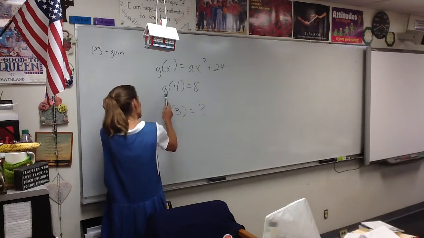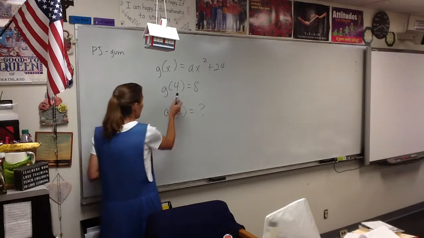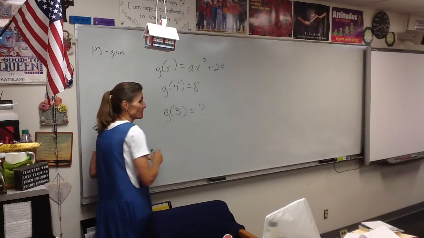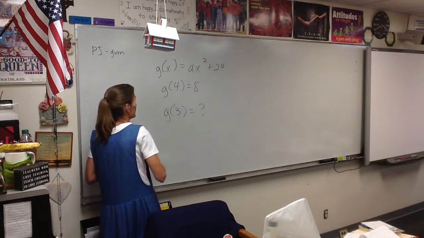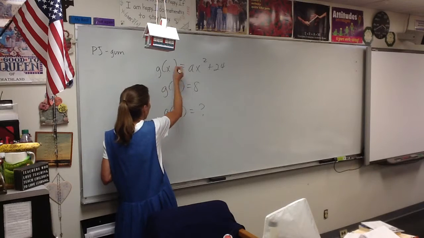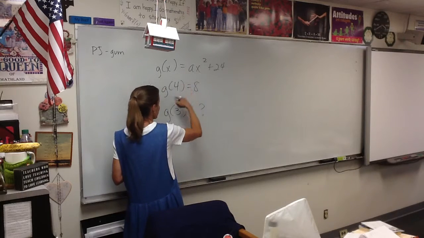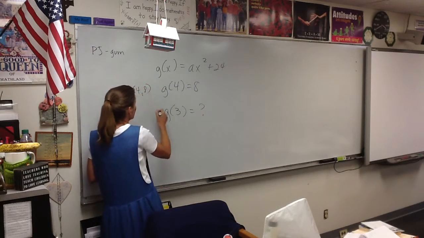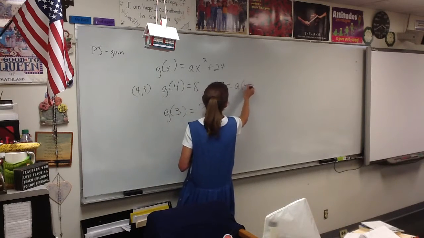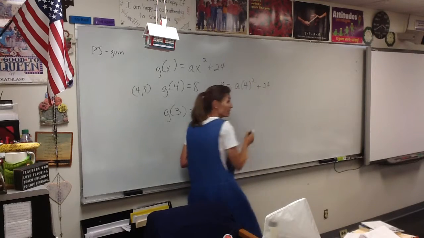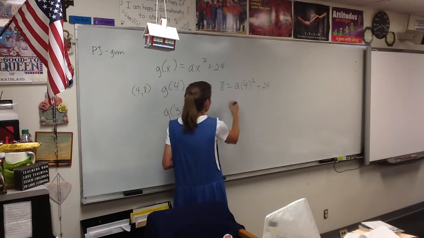Now, let's focus right here for a minute. When we say g of 4 is 8, what does the 4 represent in terms of the equation? That's the x. And what does this represent? The answer. So we could think of this as y, and that would be 8, right? So this is essentially an ordered pair, (4, 8), and we could plug it into the equation. So 8 equals a times 4 squared plus 24. Agreed? Agreed. And we can then figure out what the a is.